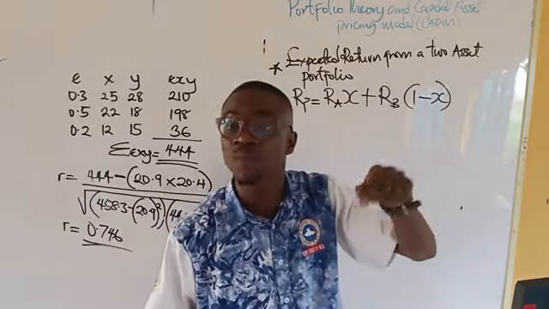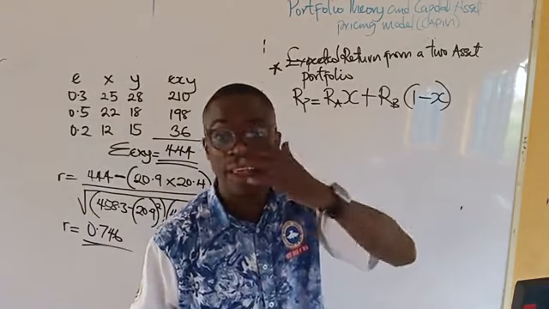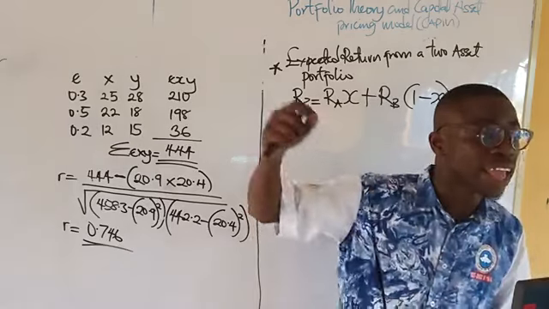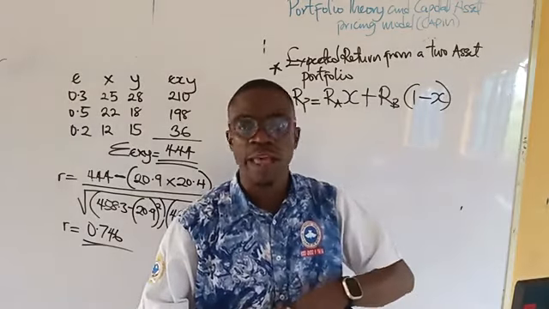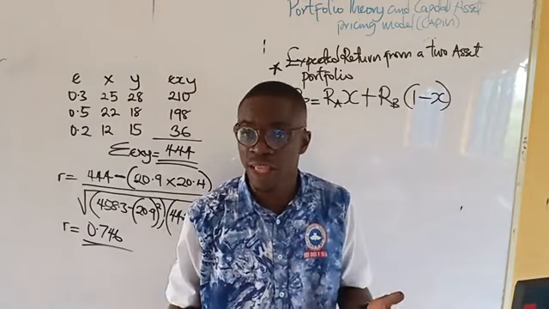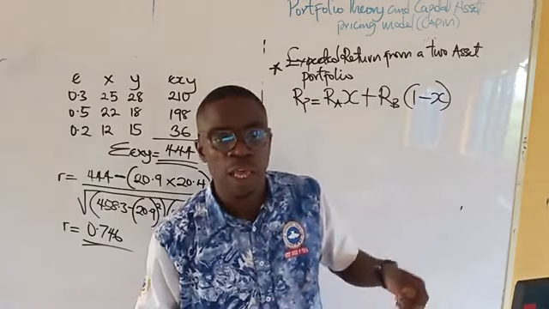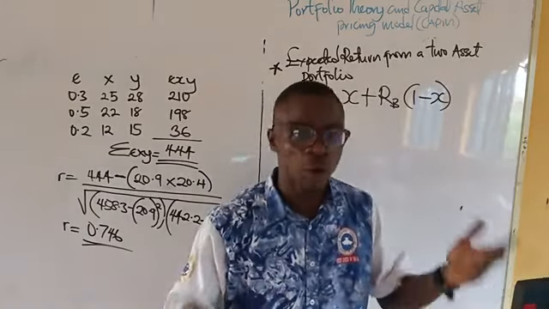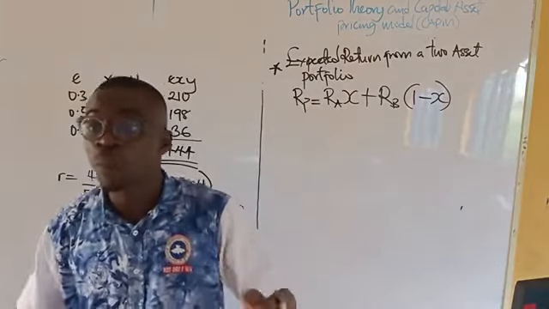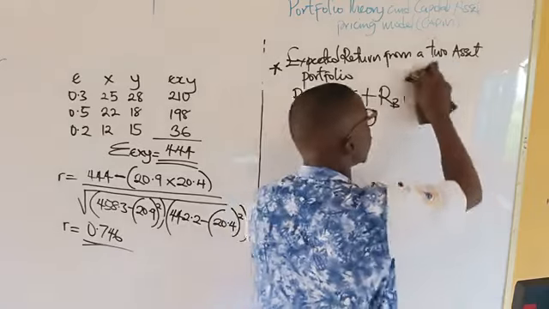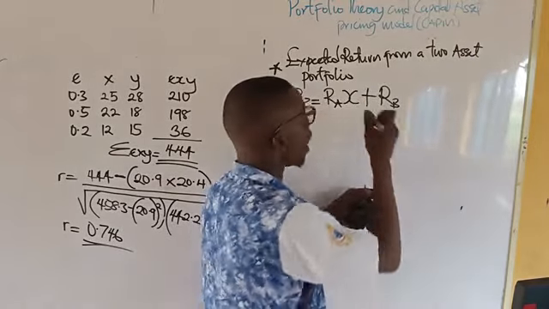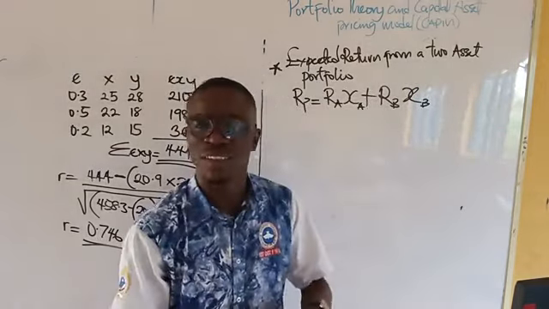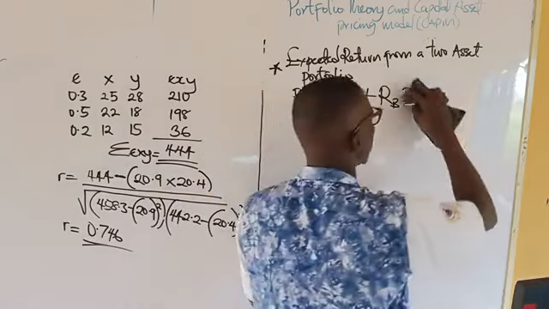Just say 1 minus the proportion. If the proportion of investment in A is, let's say, 60%, you know that for B, it will be 1 minus 0.6, that is 0.4. But if you are given both of the proportions, you don't need to put minus. You just put XA for this one, and XB for this one. It's still the same thing.